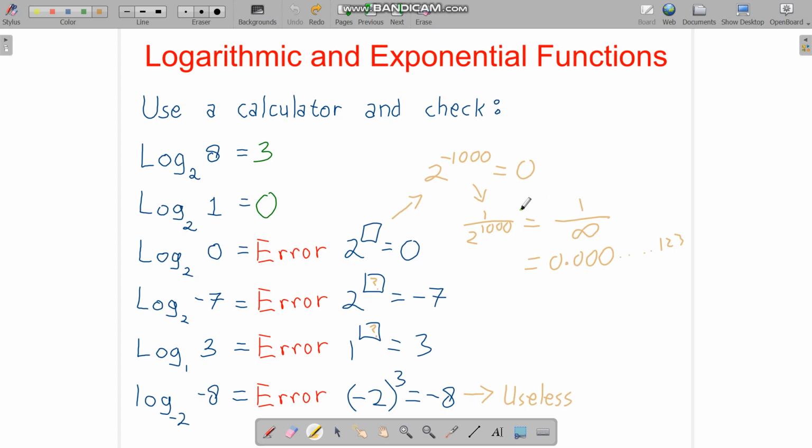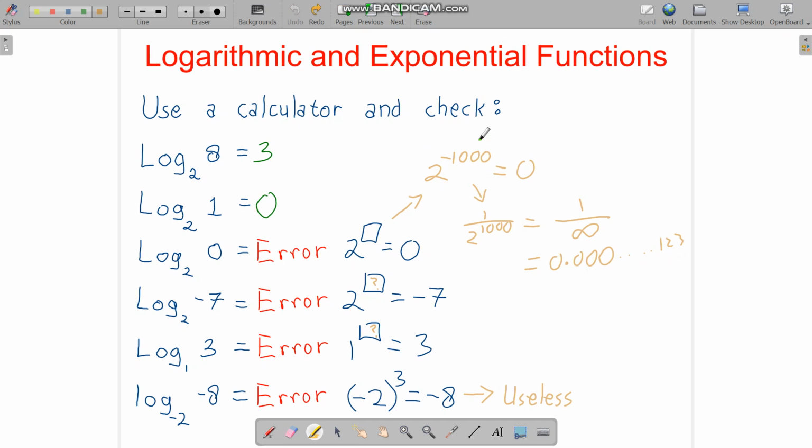But that is because 2 to the power of minus 1000 is equal to 1 over 2 to the power of 1000, which is 1 over something really big, which means in decimals it's going to be 0.0000. There are so many zeros, and then you have some numbers, I don't know what, let's say 1 2 3. So because the number is too small, the calculator just rounds off and you get 0, but actually this is not 0.